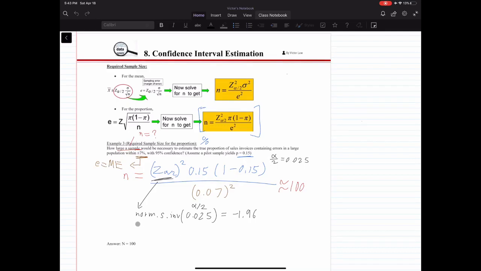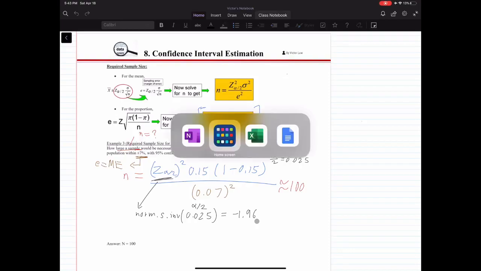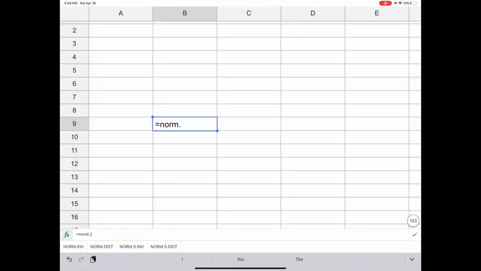So when we plug it into norm.s.inv, it will ask you for one variable, the probability, which is your alpha over 2. And we're going to put in the alpha over 2, which is 0.025. If you plug that into Excel, you're going to get negative 1.96. So I'll show you that really quickly. Equal norm.s.inv, open bracket. It will ask you for the x, which is your probability. So probability is your alpha over 2, so 0.025. You close the bracket, you're going to get negative 1.96.